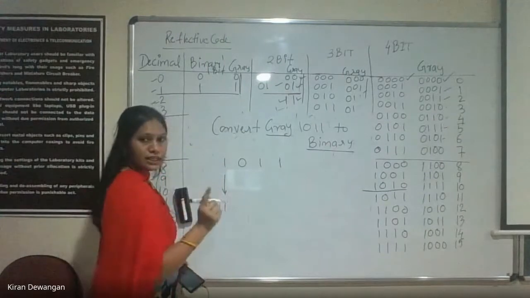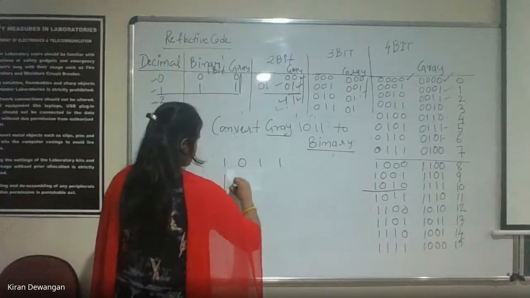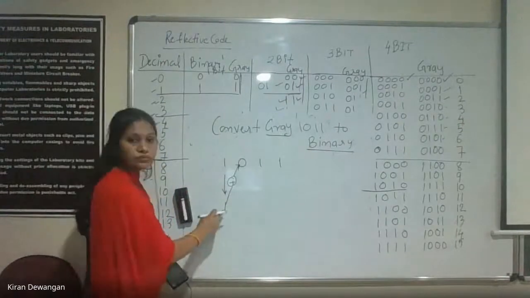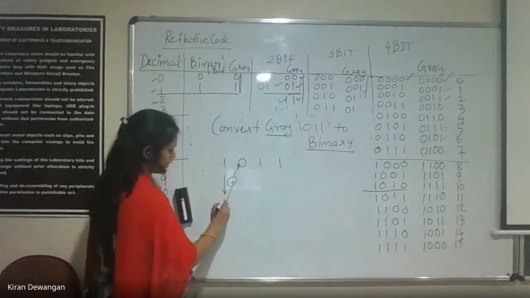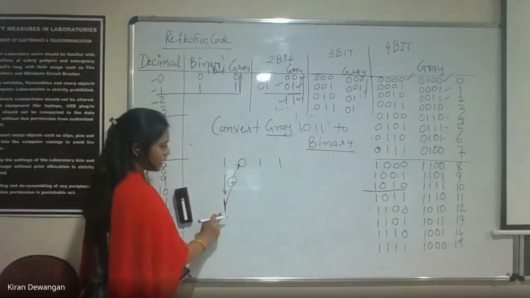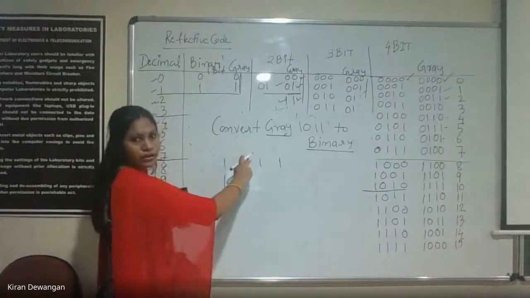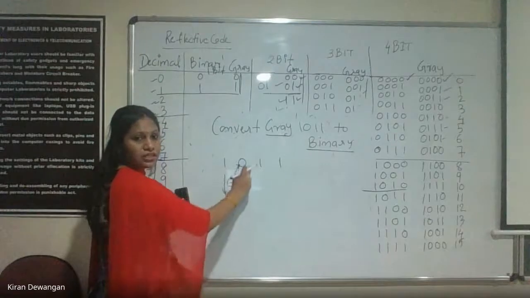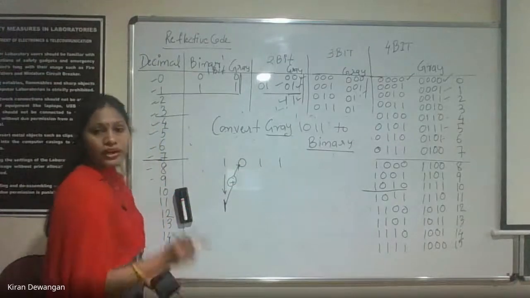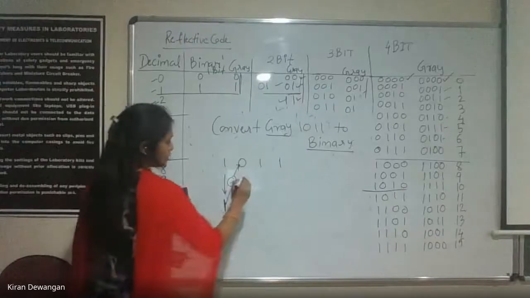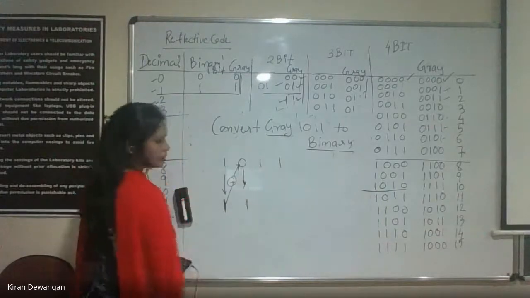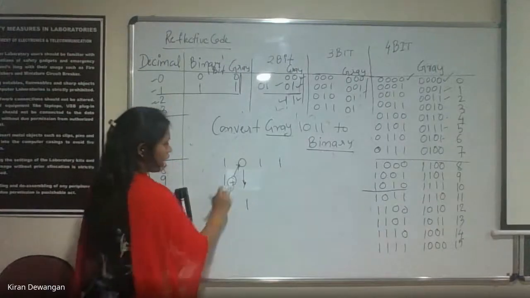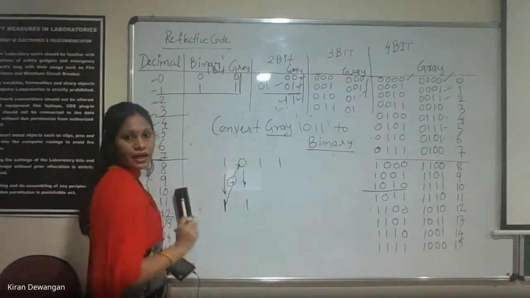Clear? Now what is the next step? We will take these two and XOR them. The binary bit we have got here, 1, will get XORed with the next gray code bit. 1 XOR 0. What is it? 1 and 0 XORing? 1 0 XOR is 1. Clear? So this will be again 1. This binary bit that you get, you will XOR with the next gray code bit.